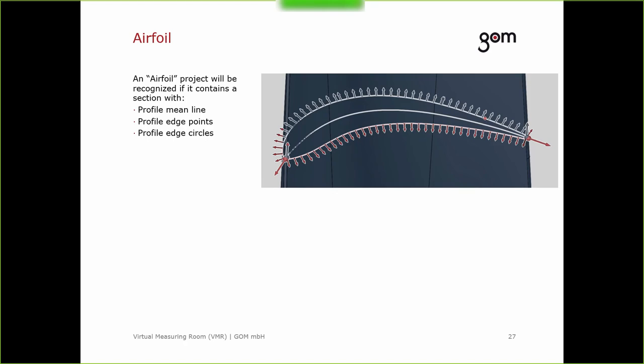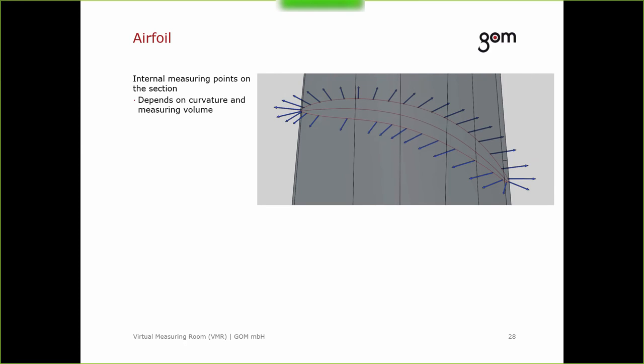Regarding airfoil applications, these are profile mean line, profile edge points, and profile edge circles. The distance between the points on the sections depends on curvature and measuring volume. In the picture, you see that the point density around the leading and trailing edge is higher. At the concave and the convex side of the airfoil section, the point density is decreased.